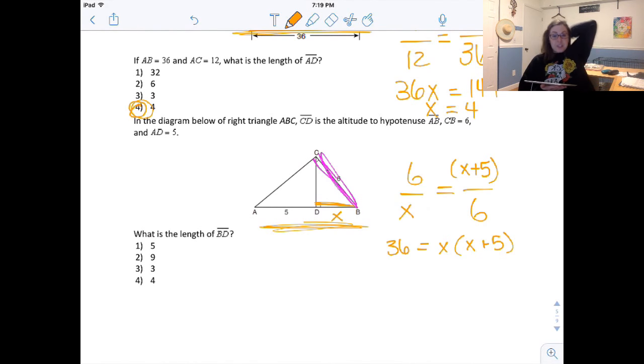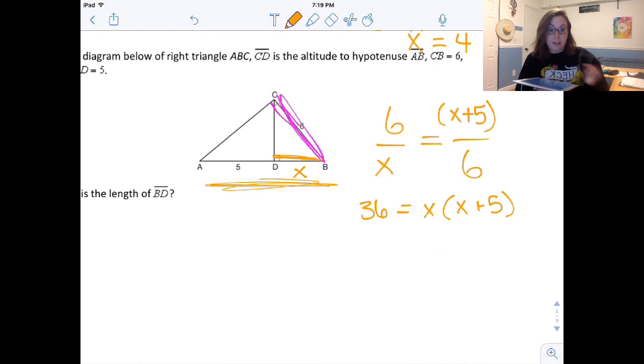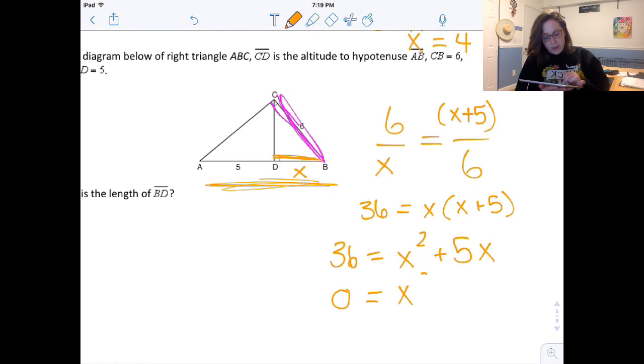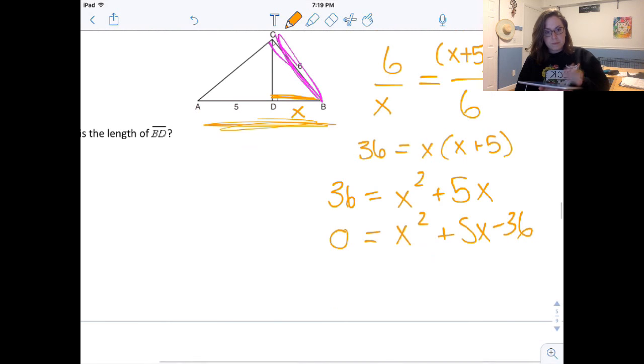And now here, if you're stuck on this, if this scares you, you have answer choices, right? Plug them in and just see which one works. That totally works, okay? But the other thing we can do is actually solve this algebraically, and I'm going to do that because I know you guys are capable of this. X squared plus 5x. This is quadratic, so I'm going to make it equal 0. So 0 equals x squared plus 5x minus 36.